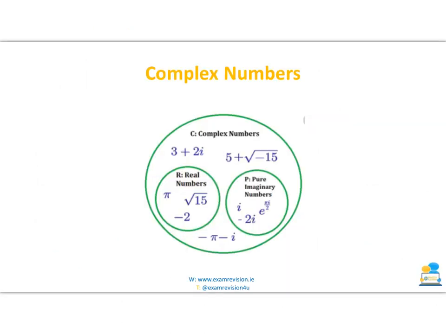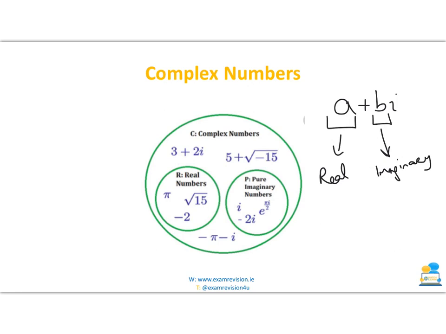Before I start talking you through what actually is on the syllabus for Leaving Cert higher level and ordinary level maths on complex numbers, I just wanted to take a second to reflect and say, are we happy that we know what a complex number actually is? So to recap, a complex number is a number in the form a plus bi. And what that stands for is that a is the real part of our complex number, and b is the imaginary part of our complex number.